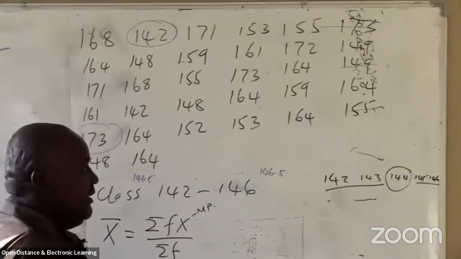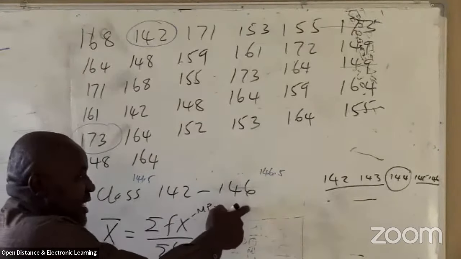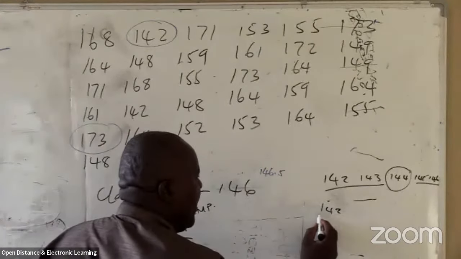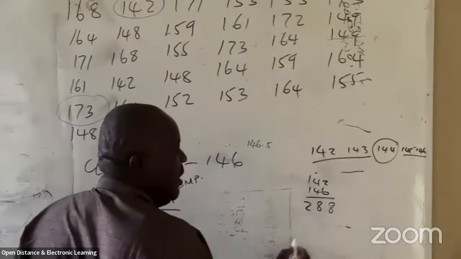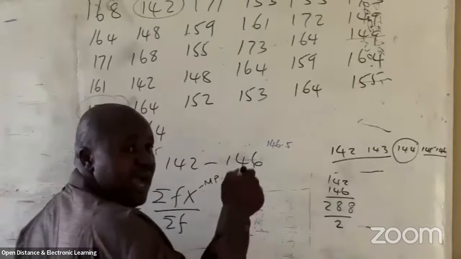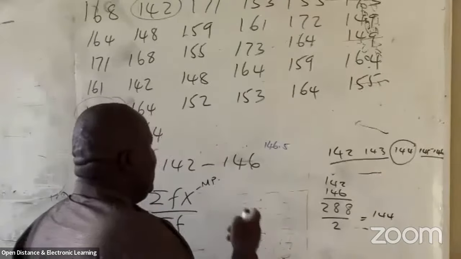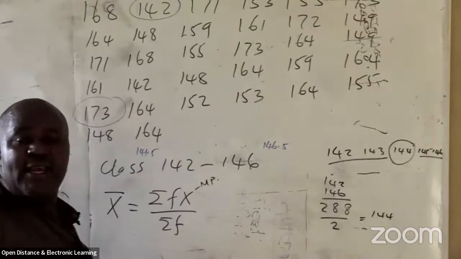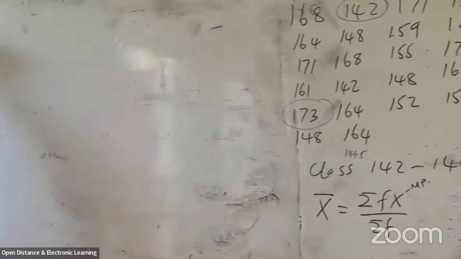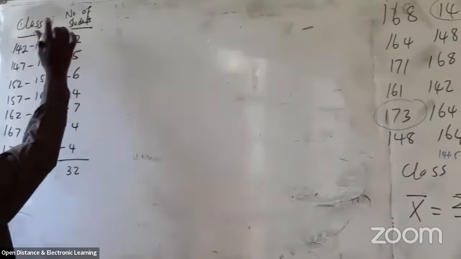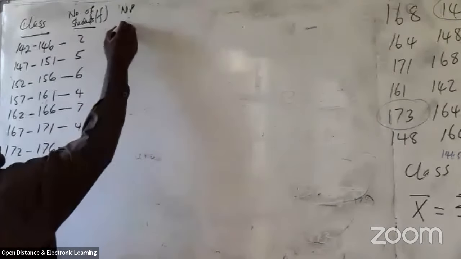How else do we obtain this? If we get the average of the class limits, the lower class limit and the upper class limit, 142 plus 146 gives us 288 divided by 2, because we are averaging that. This gives us 144. So the easiest way is just to average the lower limits and the upper limits. So with our example, our classes are the frequencies. The frequencies are the number. So we get our midpoint, x.